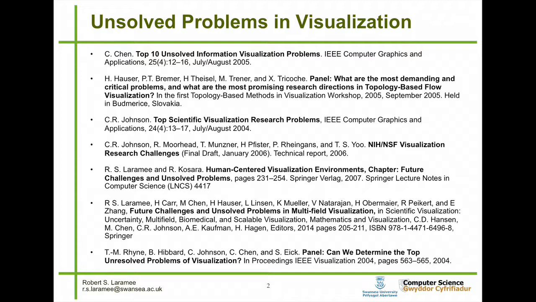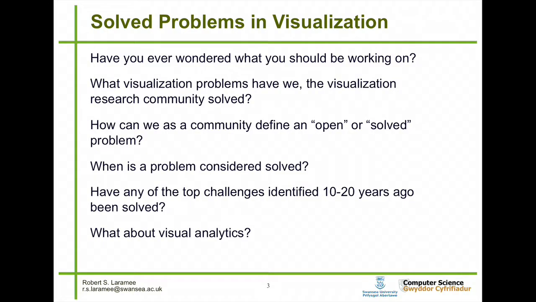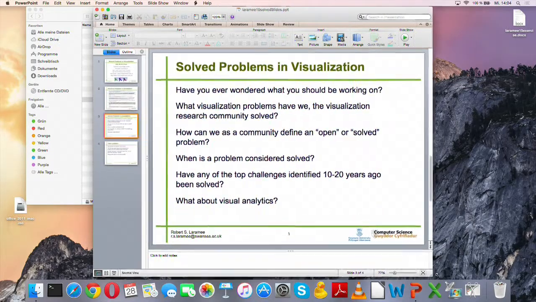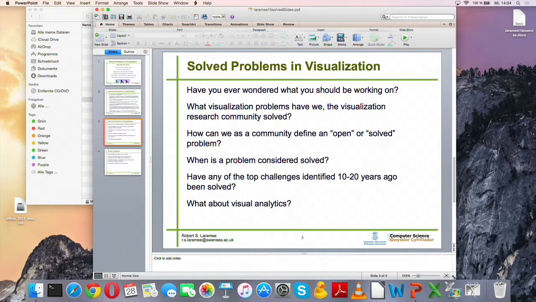Anyway, there was a lot of discussion around 10 years ago, roughly, plus or minus 3 years. So the implication of that is that there are solved problems in visualization. If there are lots of unsolved problems, then the implication is that there are solved problems in visualization as well. So that's what we're here to talk about. What are the solved problems in visualization? You may have wondered what you should be working on, what you should do with your life.